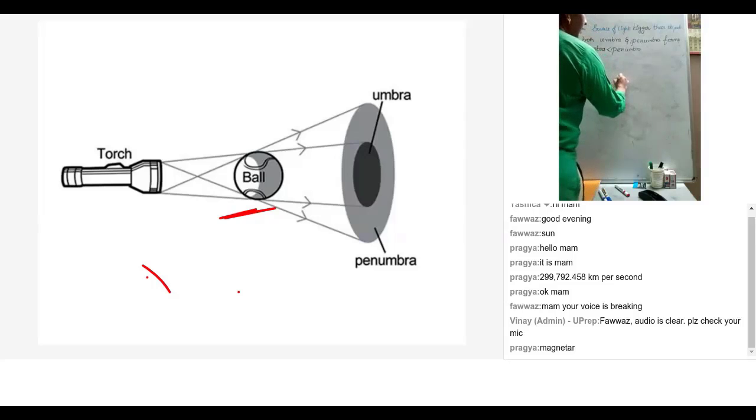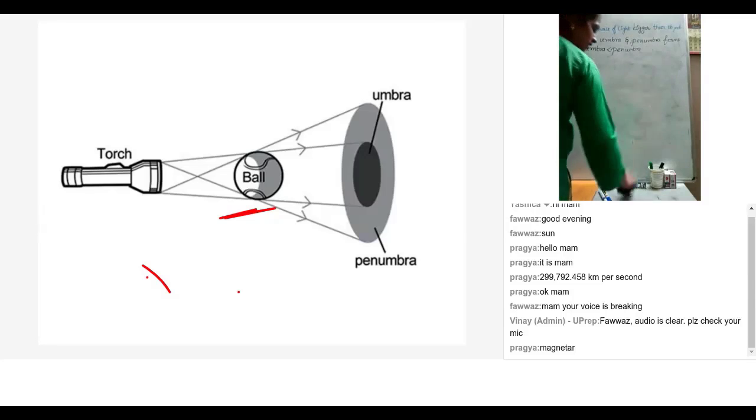Yes, ma'am. The umbra region will be small and the penumbra region will be big, which means the size of penumbra, you can see, is very much bigger than the umbra. So umbra is always smaller than penumbra in this case.